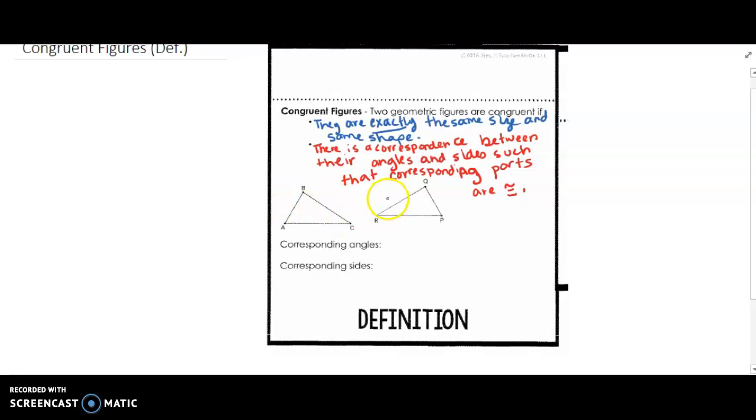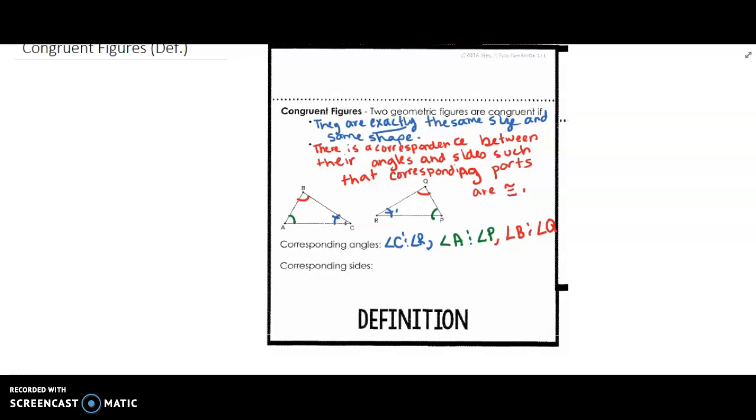All right, if I look at these 2 figures here, it looks kind of like it's just a reflection. So really my corresponding angles would be C and R. So I'm going to say angle C and angle R, comma. And then it looks like A and P, so angle A and angle P. And then our third one would be B and Q, angle B and angle Q.